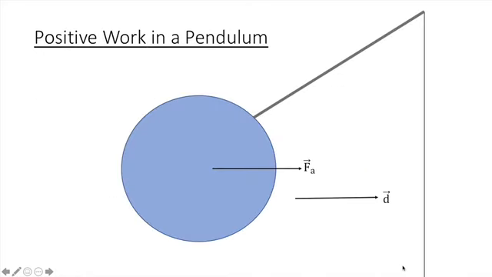Now, work can be positive in a pendulum if you give it a little push to get it started. When you do that, you cause an applied force, which causes a displacement in the same direction. And the angle between both of these quantities is 0 since they're parallel to each other. And we know that 0 produces a positive cos value, which makes positive work.